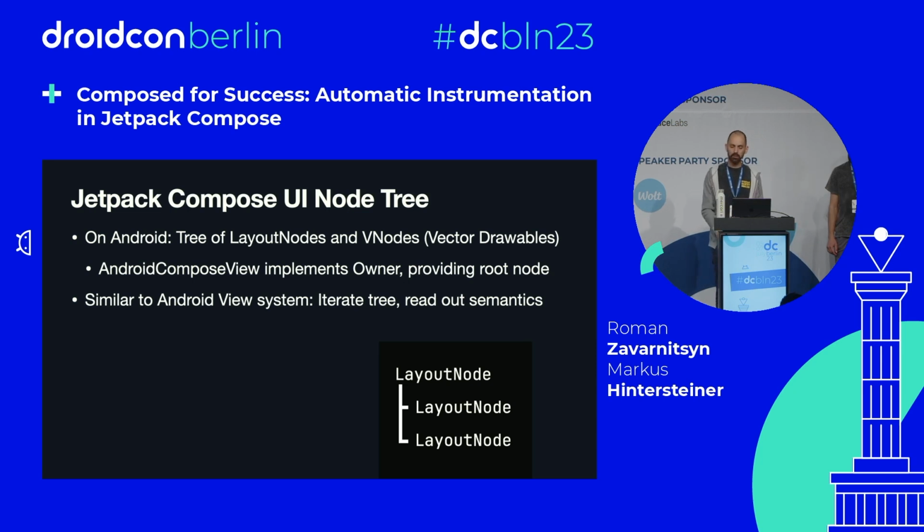This UI node tree on Android consists of two different types of nodes. There are layout nodes, for example, for text, but there are also vector drawable nodes, which are called VNodes under the hood. This AndroidComposeView we saw earlier in the Android system view hierarchy also implements an Owner interface, which we now can use to access the root of the Jetpack Compose UI node hierarchy. And now the task is quite similar: we just want to iterate through this tree, read out the semantics, and find a matching node.